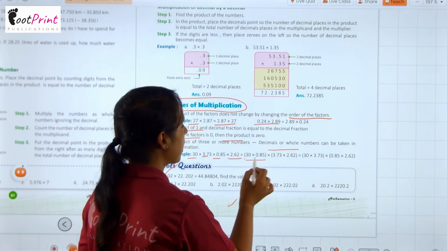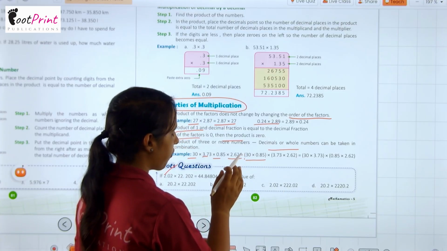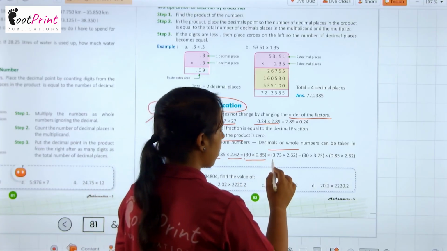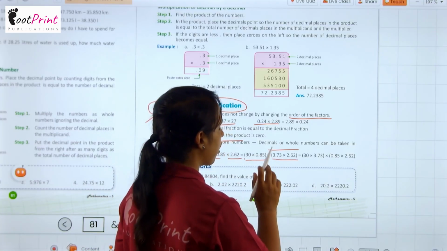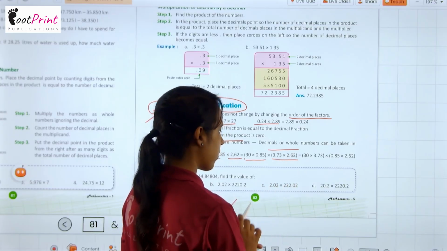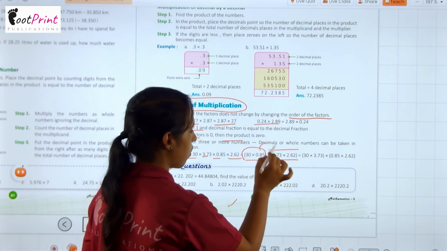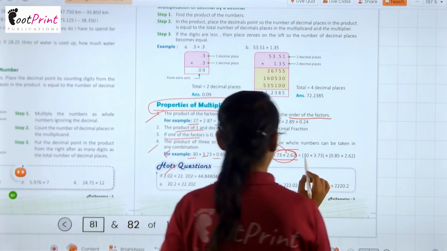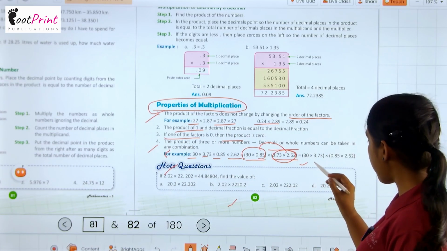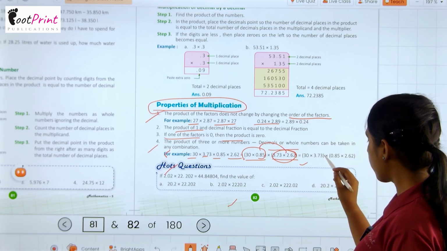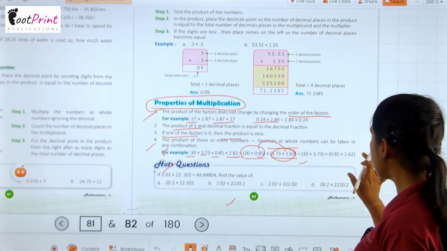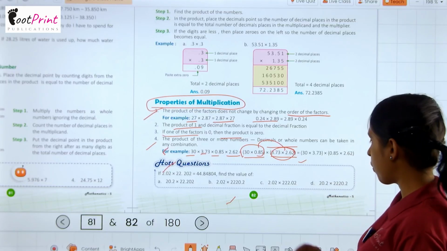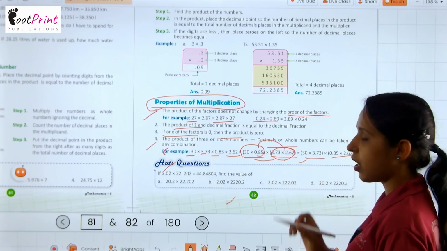So first we multiply 30 into 0.85. Then the combination of 3.73 into 2.62. Okay. So when we multiply it, we get the product here. Now in this, here we will multiply 30 into 3.73 and 0.85 multiplied by 2.62. In both ways we get the same product. Okay.